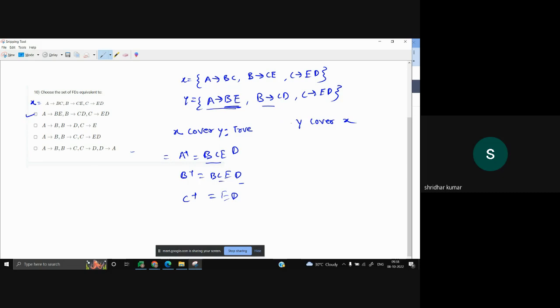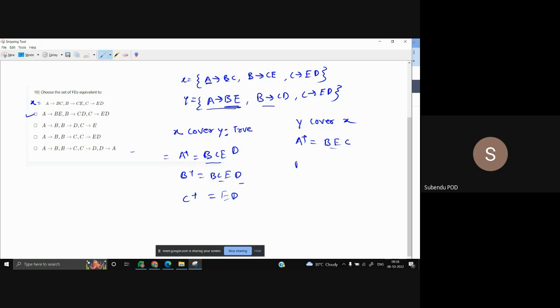How to find whether Y covers X or not? You have to find the closure set of X with the help of Y functional dependency. So you have to find the A closure. A closure: in Y we get BE from CD. B, E, C, we get BC, right? We get BC. Yes. BC.